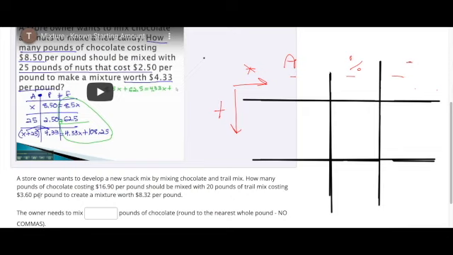So we're going to take the first one on. It's one of those chocolate problems, chocolate and trail mix. Each row will represent one of the mixtures, and we're going to put them together with what we know. They want to know right off the bat how many pounds of chocolate costing $16.90 per pound will we need to mix with 20 pounds of trail mix costing $3.60 per pound to make a new mixture costing $8.32 per pound.